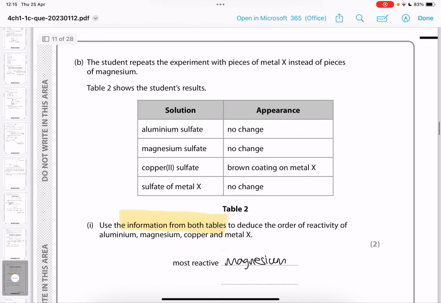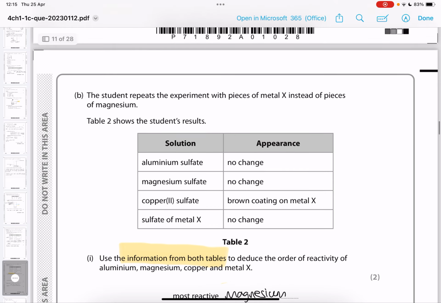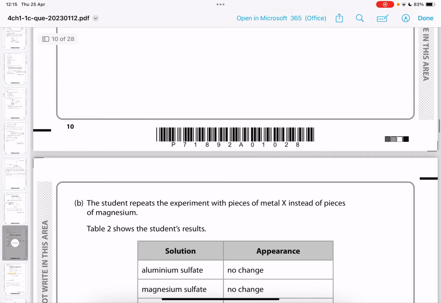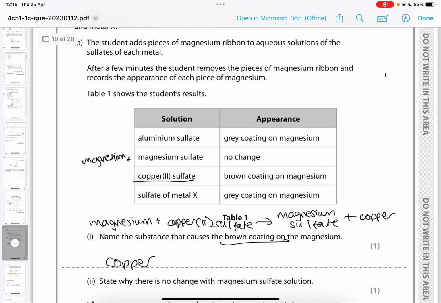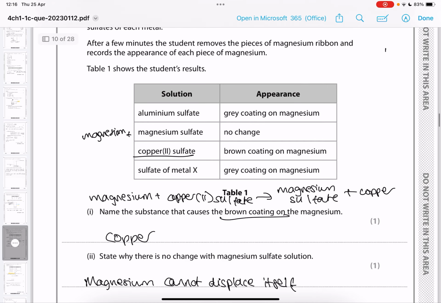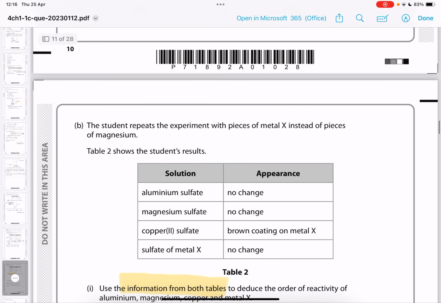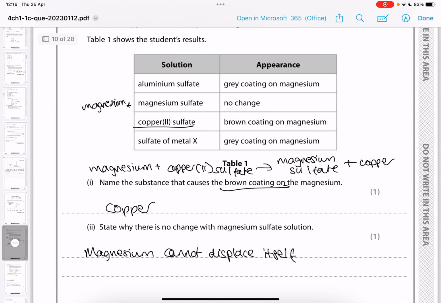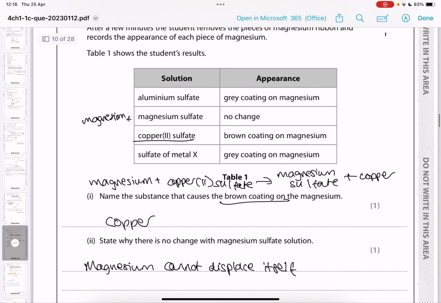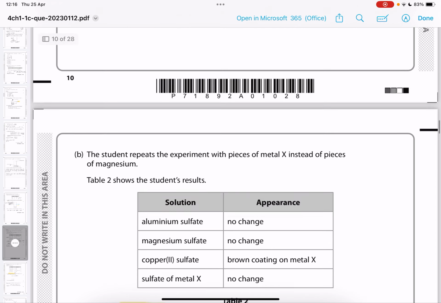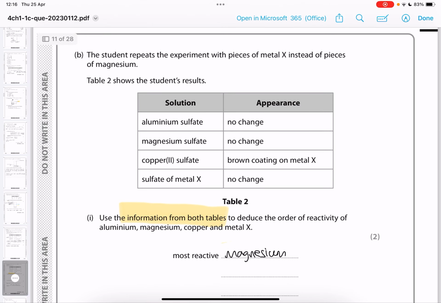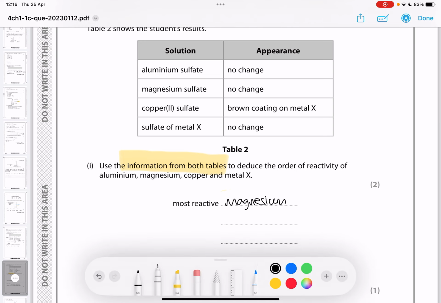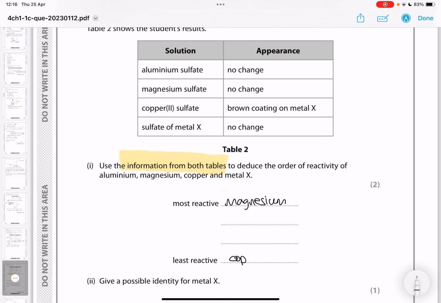Now let's see what would be the next most reactive. Aluminium has no change in reaction 2, but it has a change in reaction 1. If you compare copper, you can see that there's a reaction in both table 1 and table 2. Copper forms a brown coating on magnesium, and in the second reaction, there's a brown coating on metal X. So that means copper must be the least reactive, because it's been displaced in both reactions.